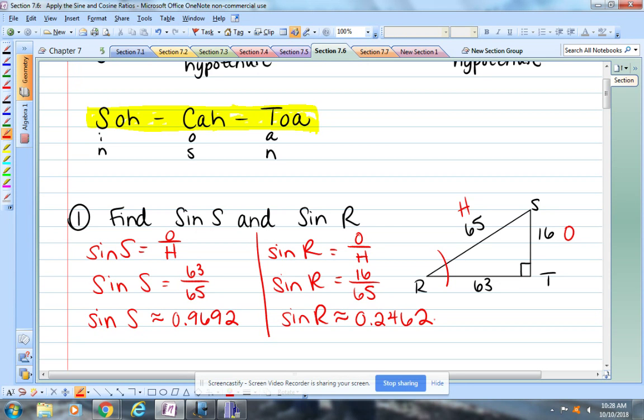So sine and cosine will always be a number less than 1 because the hypotenuse is always going to be the largest side, right? So I'm putting it over the hypotenuse, so that number is going to be a fraction smaller than 1 every time. Okay? So sine and cosine will always be a number less than 1. Tangent can be greater than 1, because the opposite can be larger than the adjacent. Okay? But opposite and adjacent cannot be larger than the hypotenuse.